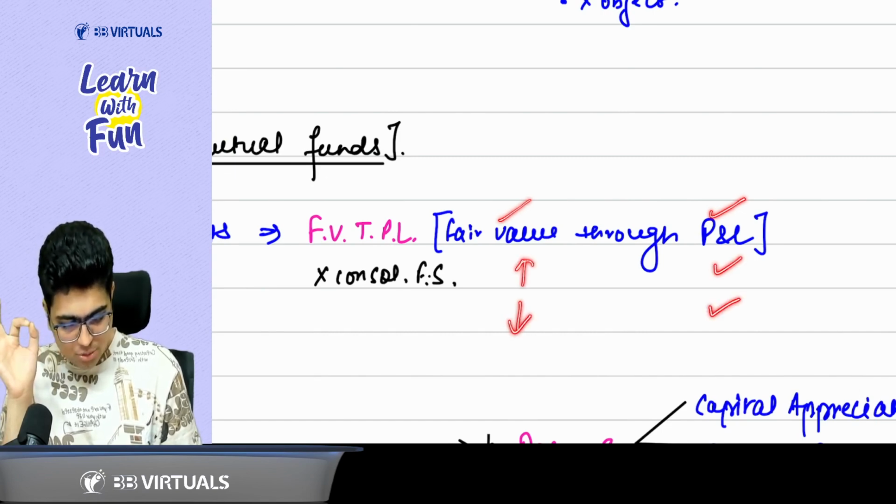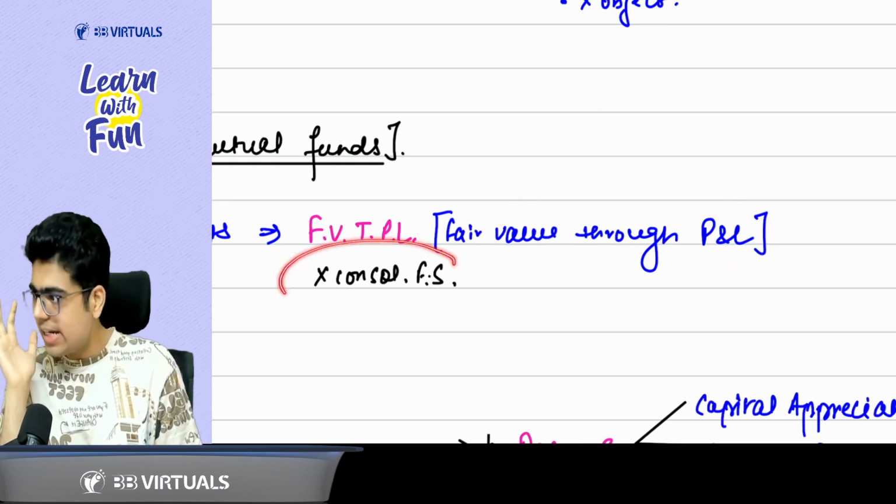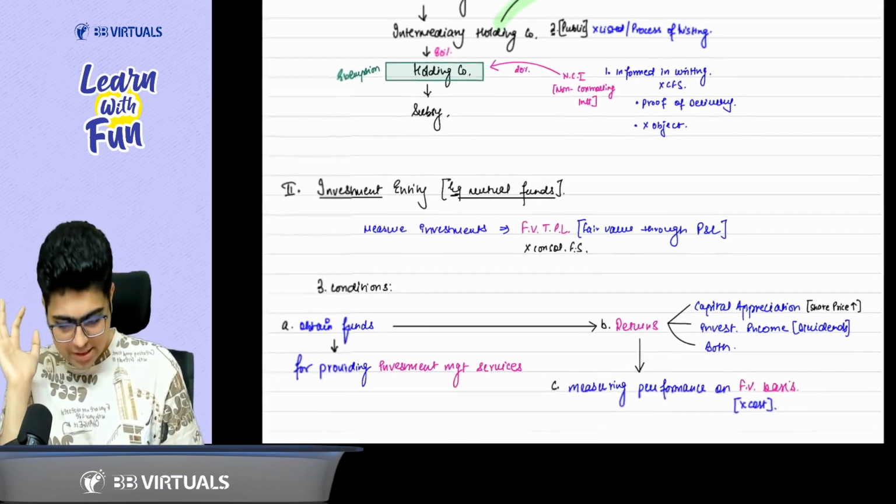Any reduction in fair value is credited to the P&L. Then again, it does not need to prepare the consolidated financial statement.